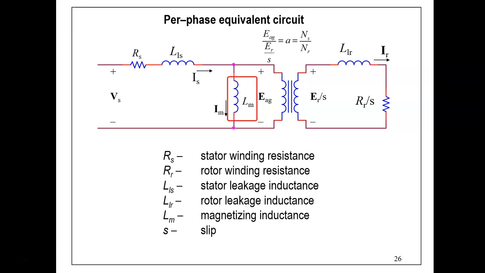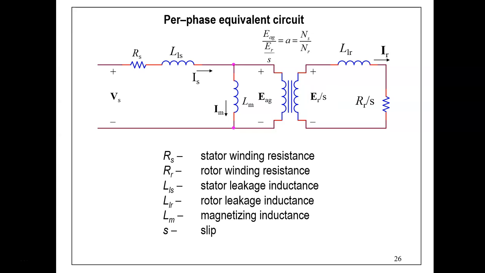Lm is the magnetizing inductance, which is used to represent the inductance that is responsible in producing the rotating flux in the air gap. Im is the magnetizing current, which is responsible in producing the rotating air gap flux. This is the ideal transformer. Unlike the transformer per-phase equivalent circuit, in the induction motor per-phase equivalent circuit, the secondary voltage, which is the rotor voltage, depends on the speed of the motor.